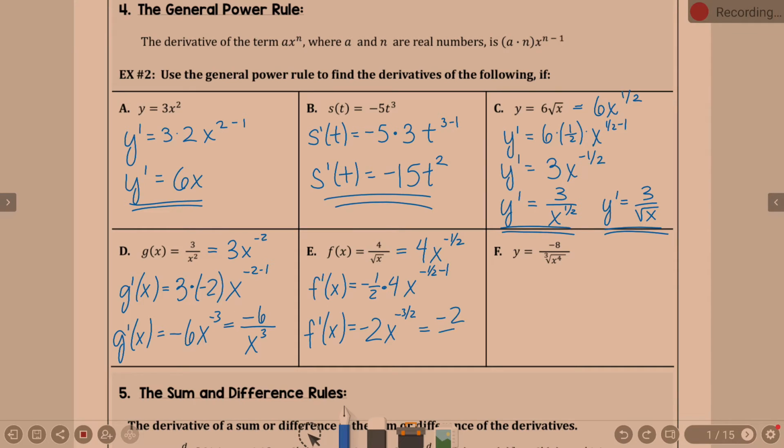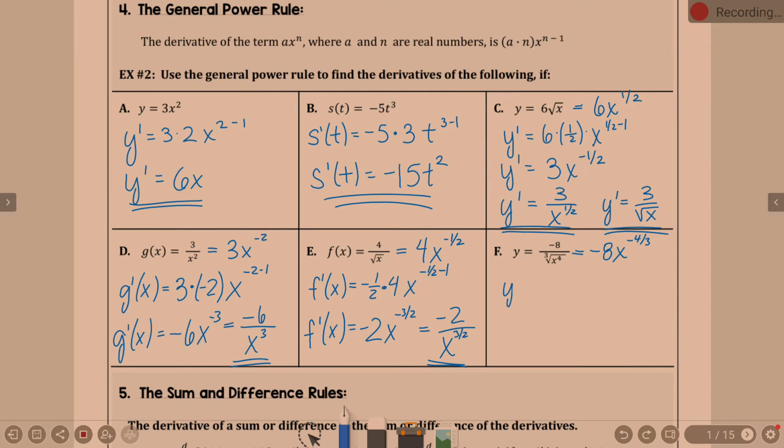So negative 2 over x to the 3/2. And okay, really check these algebra skills. This is negative 8 x to the, okay, good, negative 4/3, right? Review the exponent rules there.